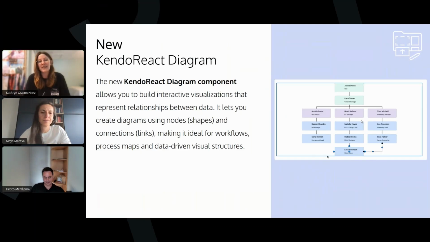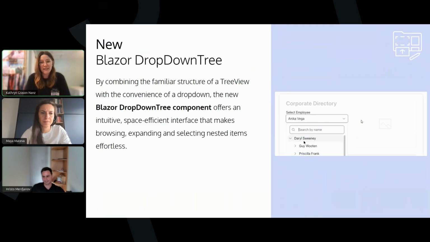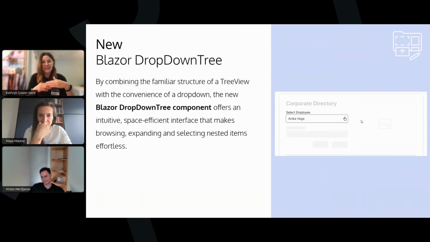need. In Blazor, we've also added a drop-down tree component. You've probably already seen the tree view. It is now available nested within the drop-down control. So it's a good way to condense, very space efficient, so that you can expand and then drill down as deep as you need to find whatever's available.